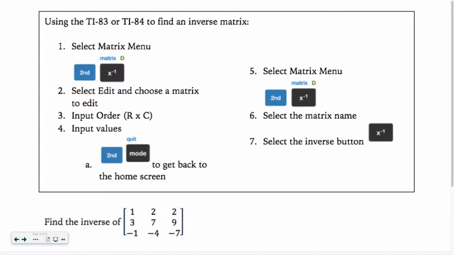Basically, the new part of how you do the inverse matrix starts at step 5. Everything else is telling you how to get back to that matrix menu, which we did last week. But basically, you input your matrix, and we're going to do that one right below, which is a 3 by 3. Then after you input the matrix, you call up matrix A, and then you use that inverse button that looks like x to negative 1. You just hit that button, and then it will do the inverse for you.